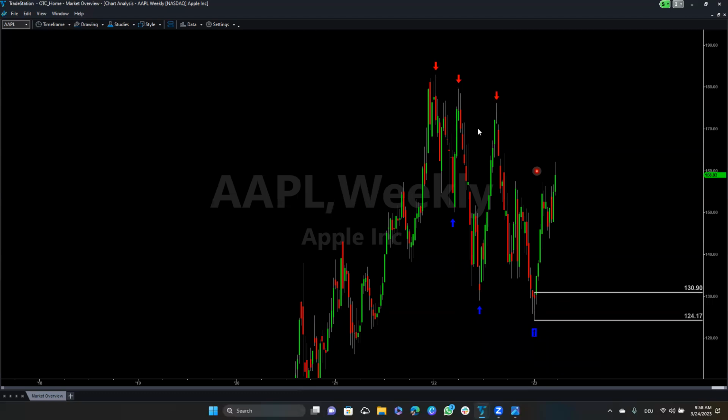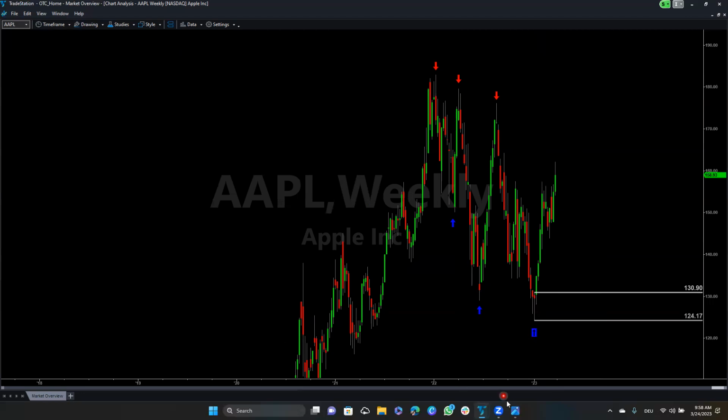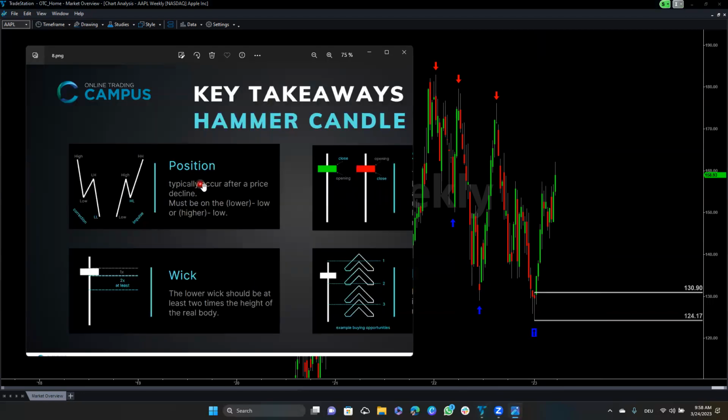So we have a clear downtrend, right, with lower highs and lower lows, higher lows, lower lows, and lower highs and lower lows, a clear downtrend here, and we are definitely in the lower low area. Let's open this one again and look, position: typically occurs after a price decline. We got weakness, right? And then it must be on the lower low, and it's in the lower low area, or higher low, but here lower low is the key. Good, perfect. Tick in the box.